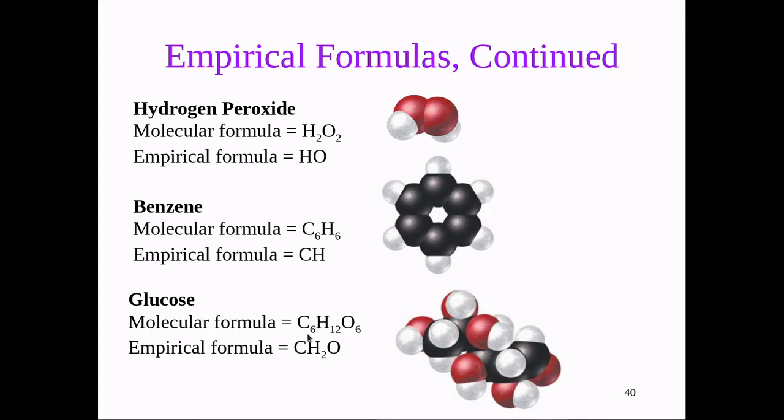Glucose has a molecular formula of C6H12O6. These can all be evenly divided by 6, and this time we get an empirical formula of CH2O. It's difficult to see exactly where we're going to get that. We'd have to decompose it a little bit more, but now we're getting into a more complex molecule.